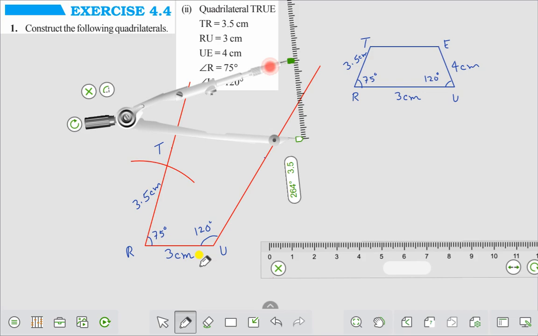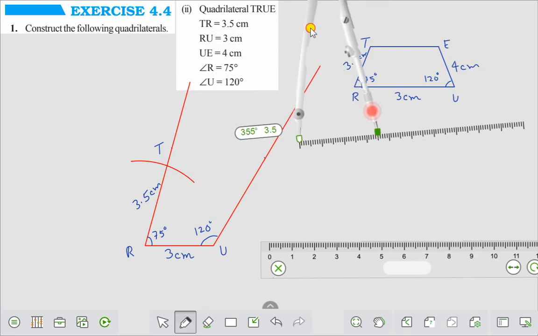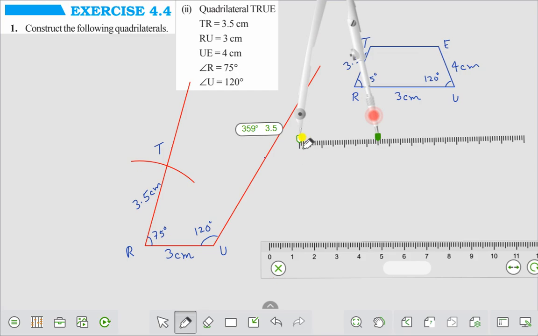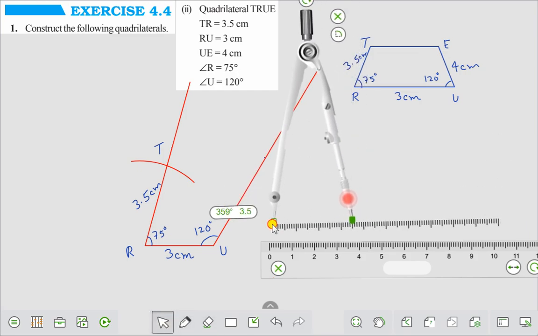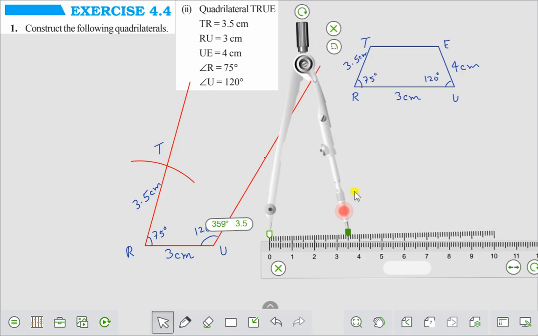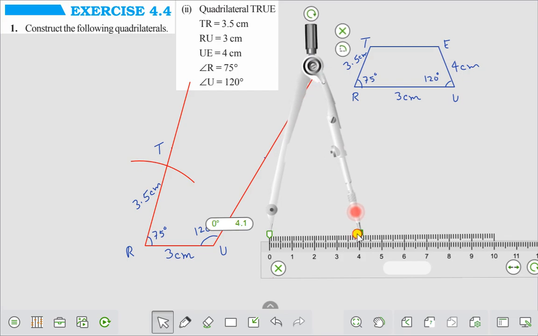Now, take this point U and take an arc of 4 centimeter. Once again, we put this pointer at 0 position and make an arc of 4 centimeter. Here you see, this is exactly 4.